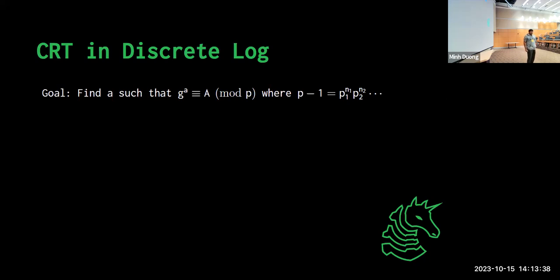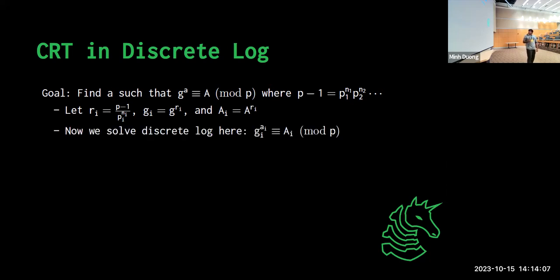All right, so something in action for CRT would be if we were to find a such that g to the power of a is congruent to capital A mod p, where p minus 1 can be broken up into its prime factorization. Let r_i equal p minus 1 over p_i to the n_i, g_i equal g to the power of r_i, and A_i being A to the power of r_i. The reason why we divide by some element in that will be clear. So let's say we have to solve the discrete log for g_i to the power of a.